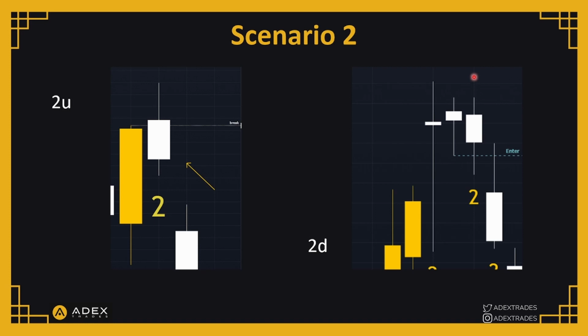It did not break the high. It actually has to go to 150.13 for it to actually go 2 up, right? But it broke the low, so that's why it's a 2 down, because it actually came below this price. Hopefully that makes sense as well.